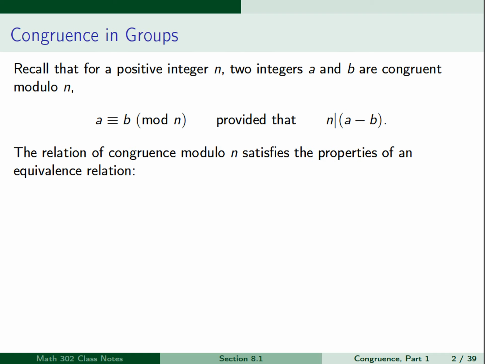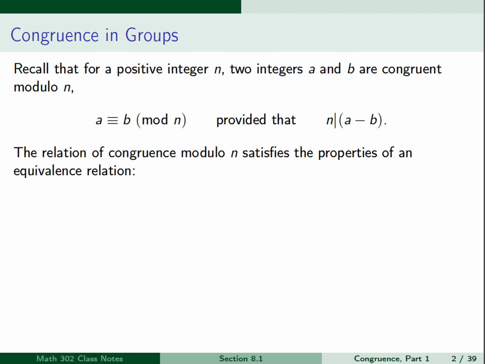Okay, for the proof, we'll start with the reflexive property. So let's suppose A is an arbitrary element in G, and we need to show that A is congruent to A mod K. And to show this, according to the definition, we need to show that A times A inverse is an element of K, and this holds since A times A inverse is equal to the identity, which is an element of K since K is a subgroup. So therefore, the reflexive property holds.